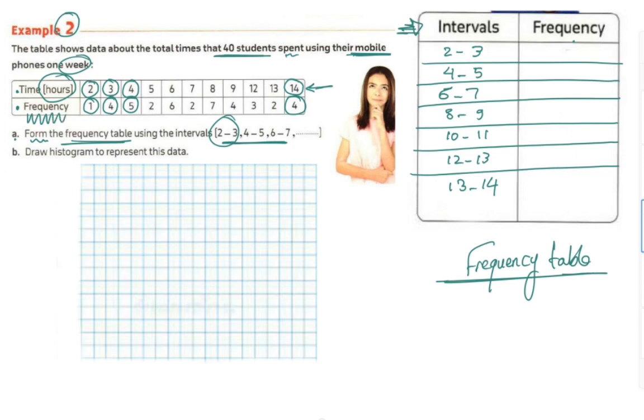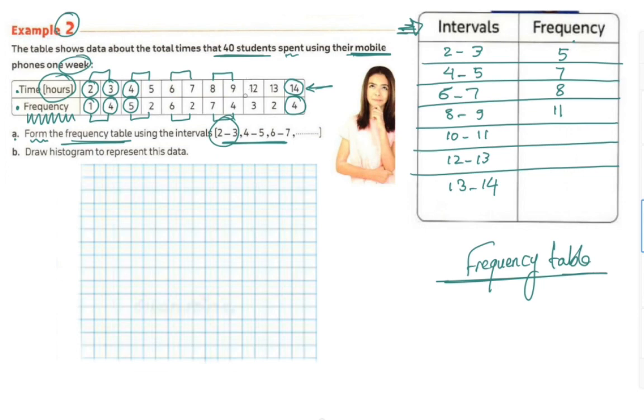Now write the frequency of each one. The first one from 2 to 3, and 3, 4, and so on. Note with me, from 2 to 3 we have 1 and 4, which equals 5. From 4 to 5 we have 5 and 2, which is 7. From 6 to 7 we have 6 and 2 frequencies, so it's 8. From 8 to 9 we have 2, 7 and 4, so we have 11.